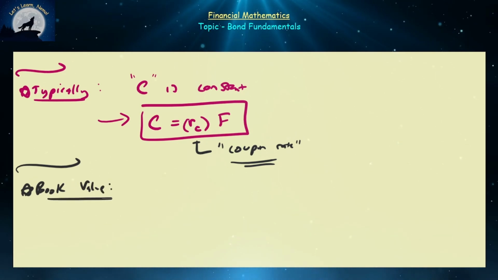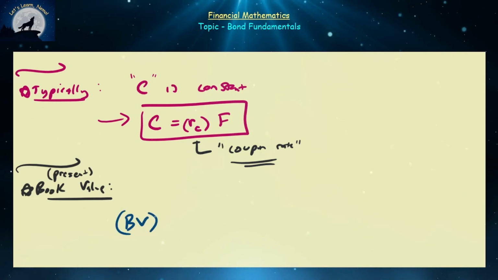Another concept that is going to be extremely useful to us is referred to as the book value of the bond. We're going to be looking at, for the time being, only the present book value of the bond, usually when you buy it. This is going to be represented by BV, similar to PV for present value. So BV at t equals 0, and then we're going to superscript this with the interest rate under consideration. So what is that going to be?